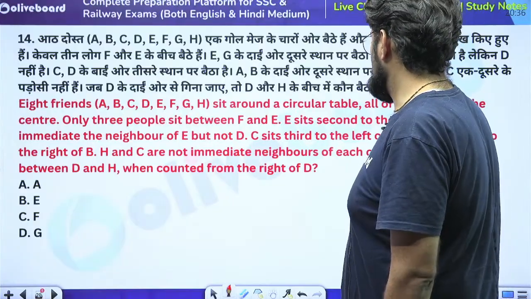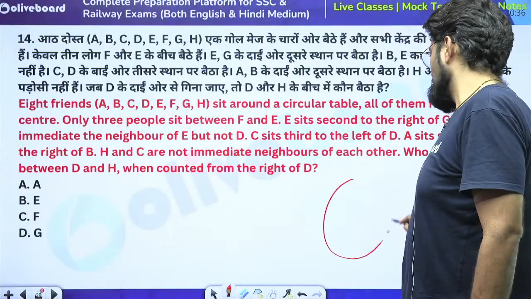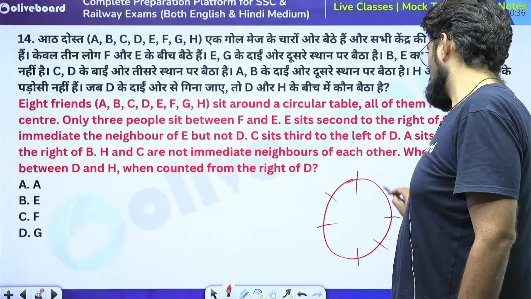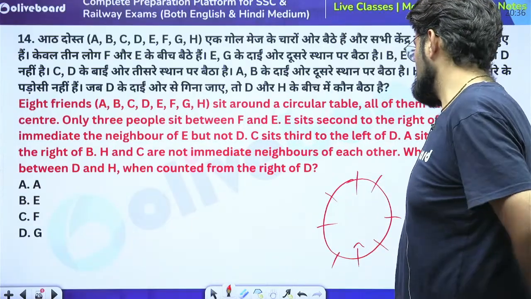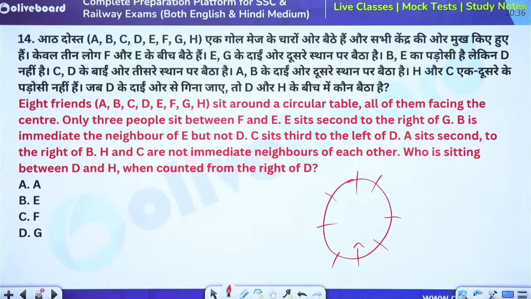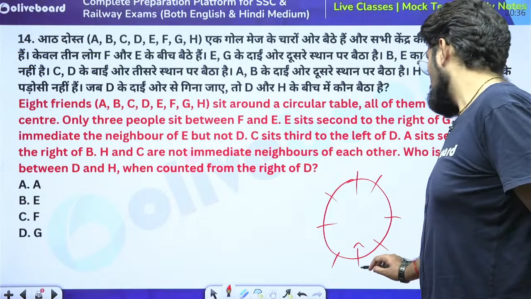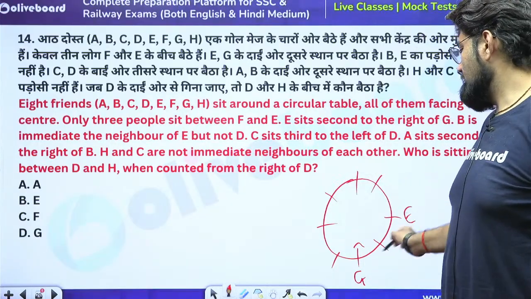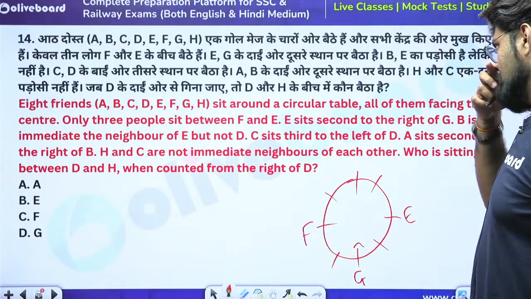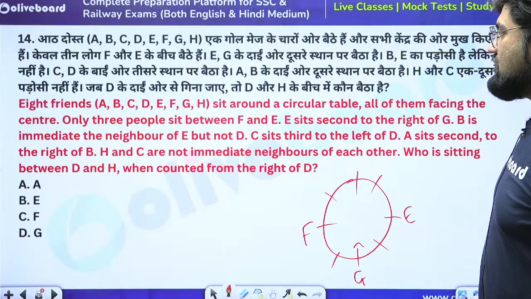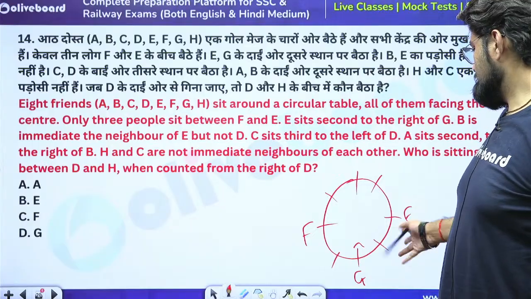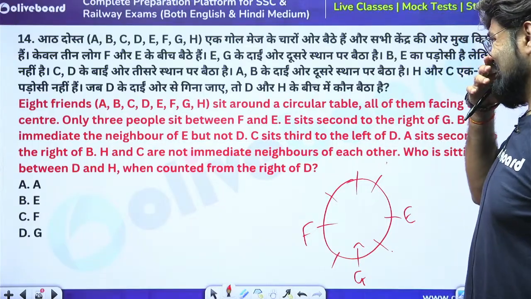Eight friends are sitting around a circular table, all of them facing the center. Only 3 people sit between F and E. Let's not start with that. E sits second to the right of G. So I'll start with G here and E will sit here, second to the right. And now 3 people between F and E, so I know F will be sitting here. B is immediate neighbor of E but not D. So B can be in either of these two places.